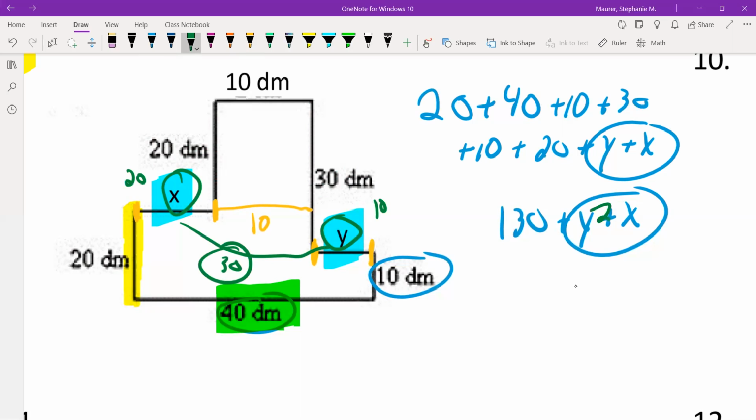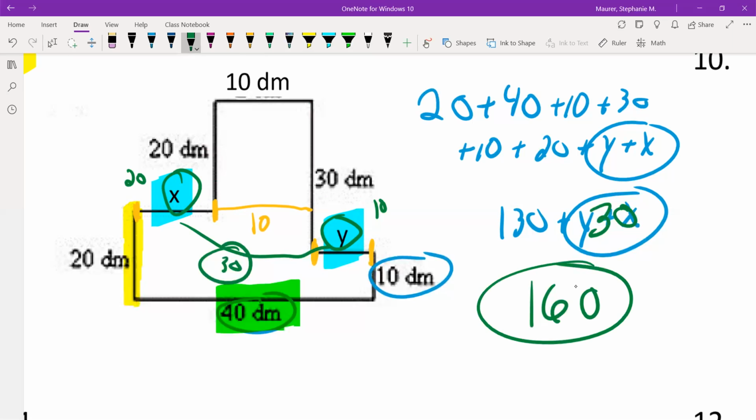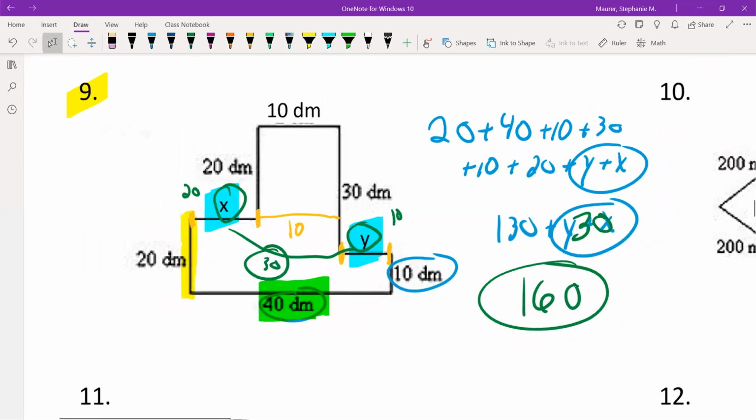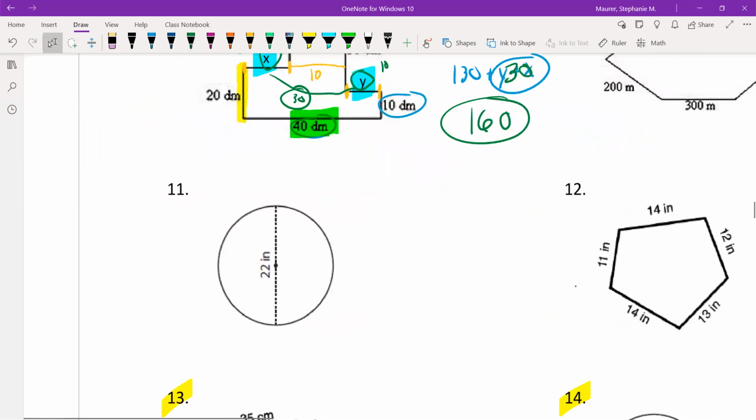So we can actually replace this value of the x plus y with a 30, giving us our total perimeter of this problem, 160. So this would be considered an advanced kind of perimeter problem, because we are missing two of those values.